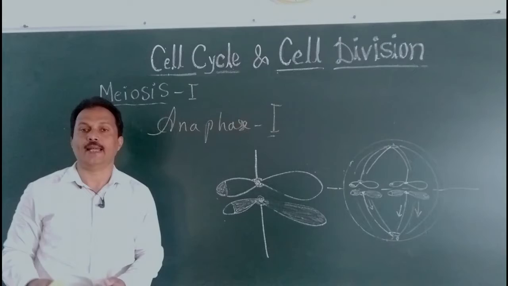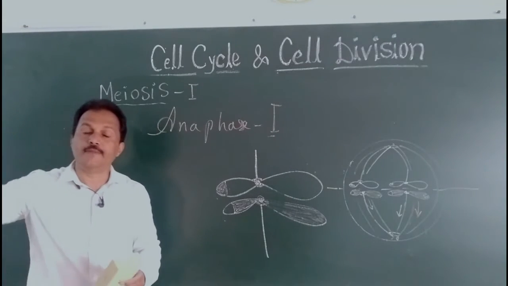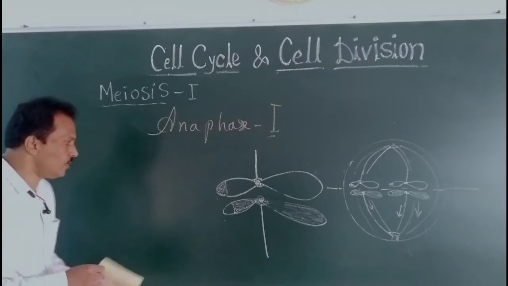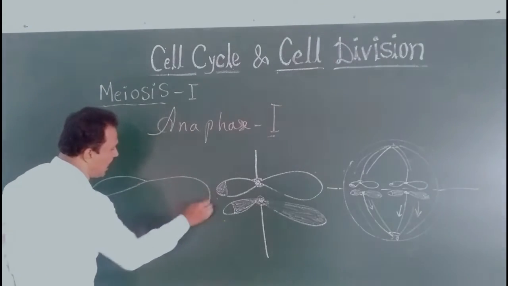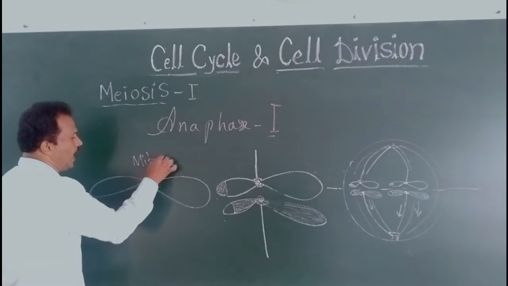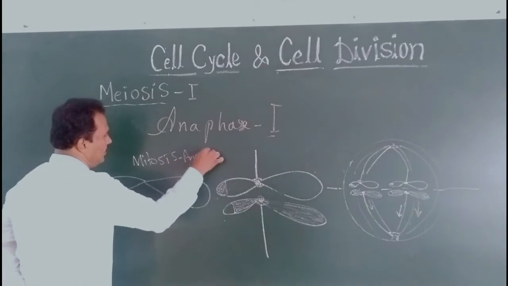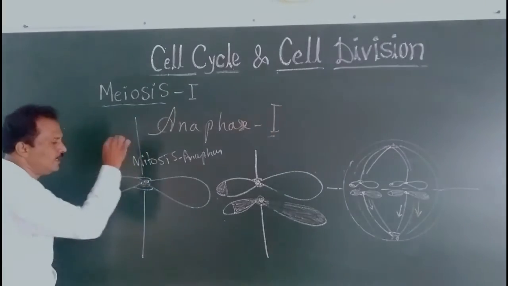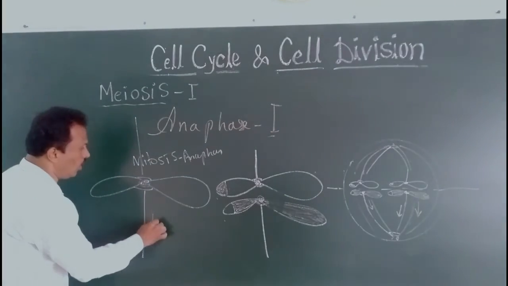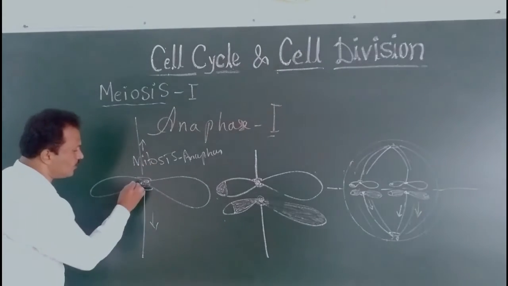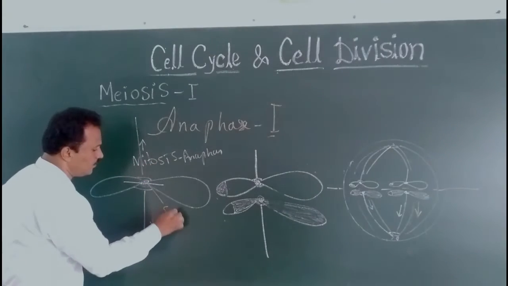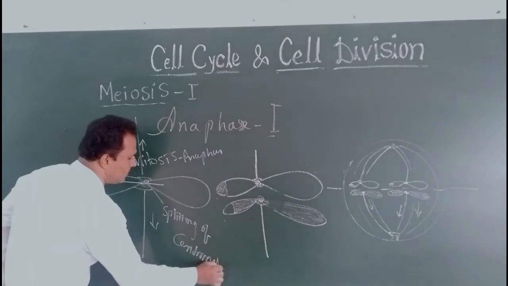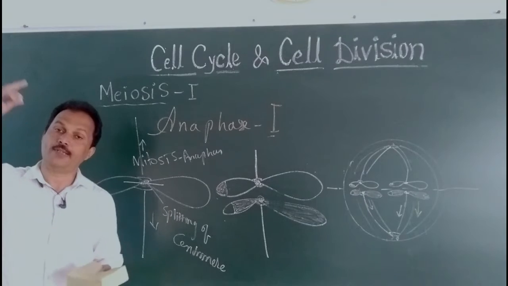But anaphase 1 is something different from anaphase in mitosis. What is that difference? If you have a look at the mitosis anaphase, you are seeing this is a centromere, this is a kinetochore, and these are the spindle fibers. So when it is pulled in the opposite direction, there is a splitting of the centromere. I'm talking about the anaphase in mitosis.